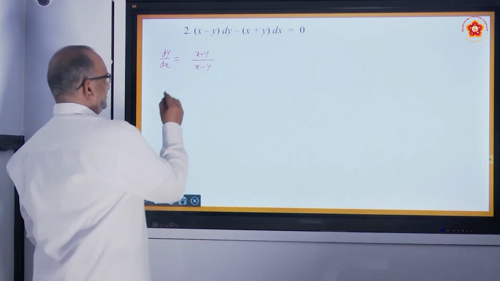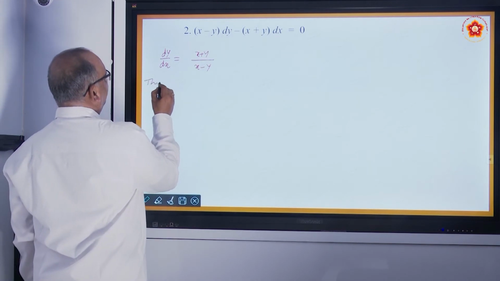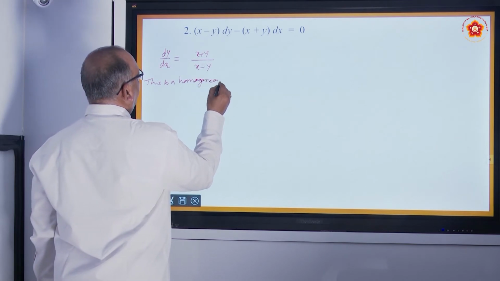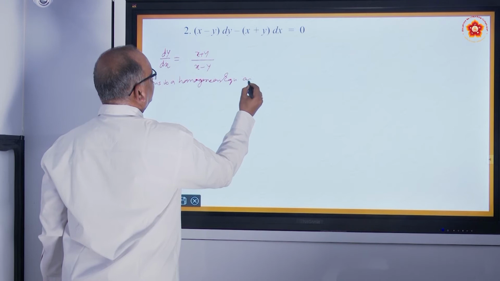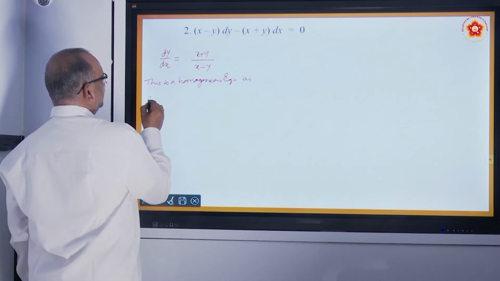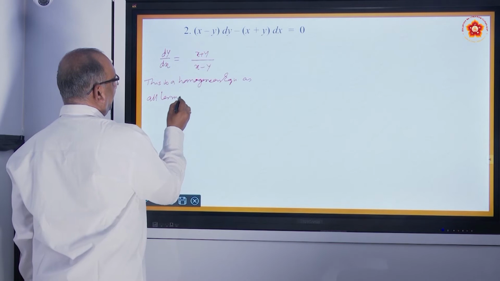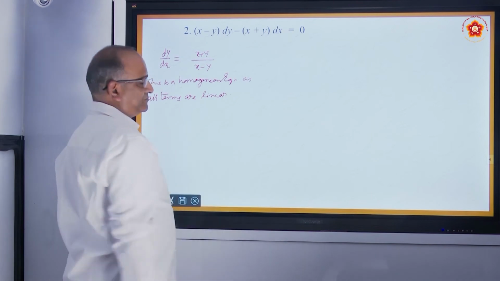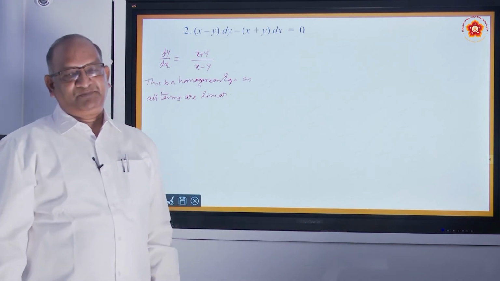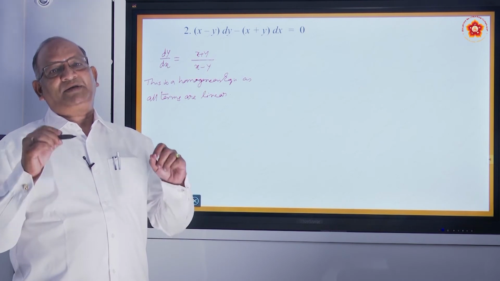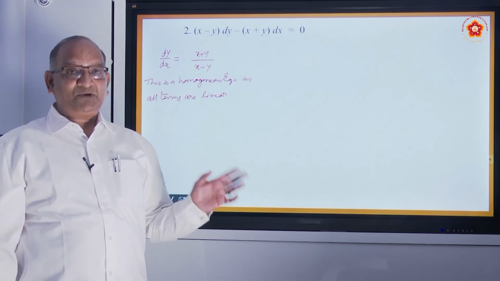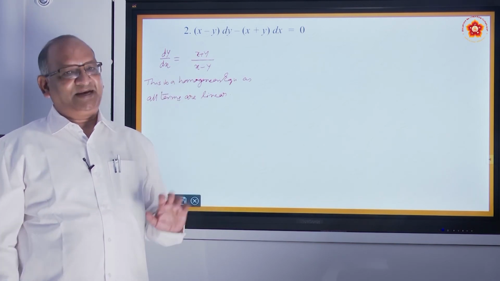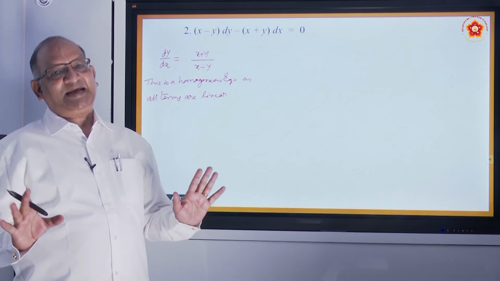This is also a homogeneous equation, as all terms are linear, meaning the power is 1. This you must write. Without mentioning this, you cannot follow that method. Actually, we are supposed to substitute lambda x, lambda y and try to get it in terms of lambda. That is the actual thing. Because that takes time, we are not doing it.